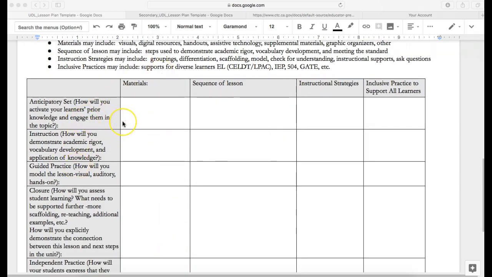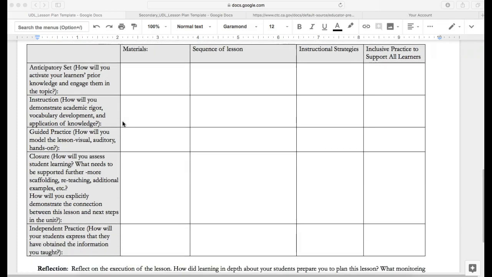And then you fill this out. So some of the questions we have you keep in mind with the anticipatory set is, how will you activate your learners' prior knowledge and engage them in the topic? For instruction, it's how will you demonstrate academic rigor, vocabulary development, and application of the knowledge.